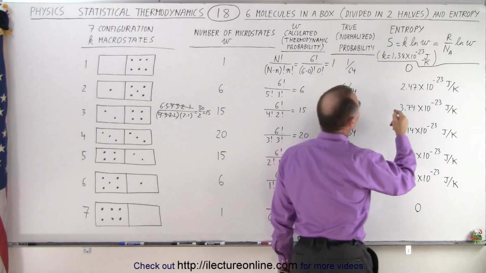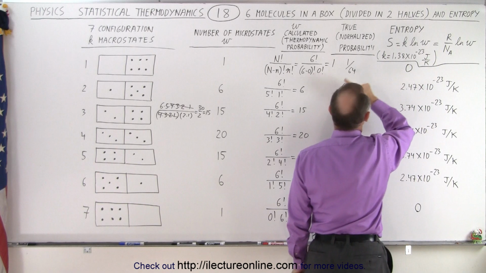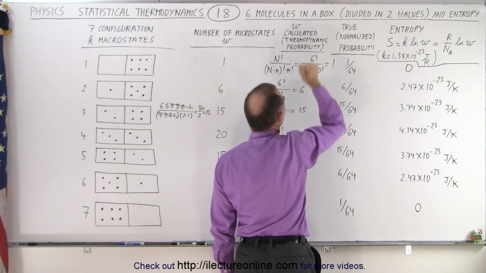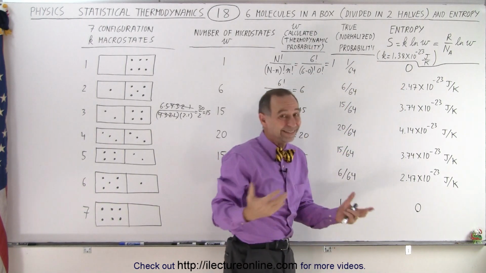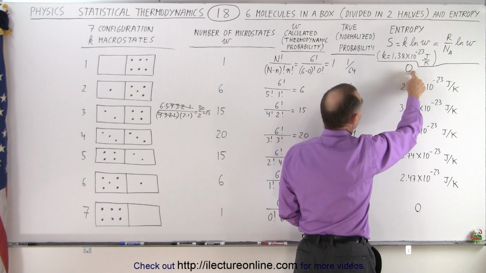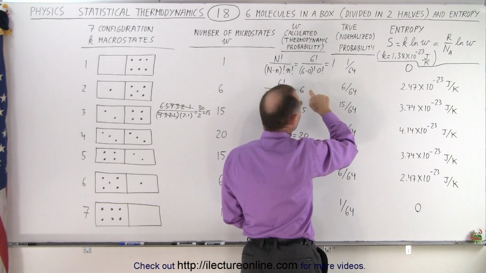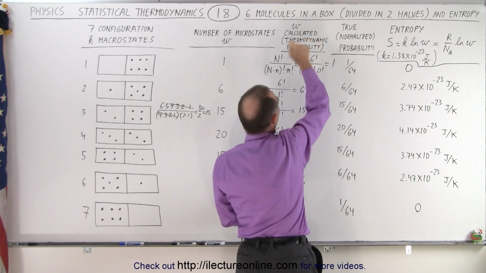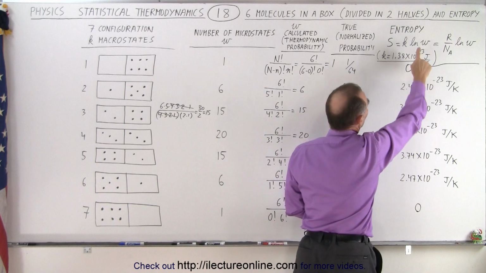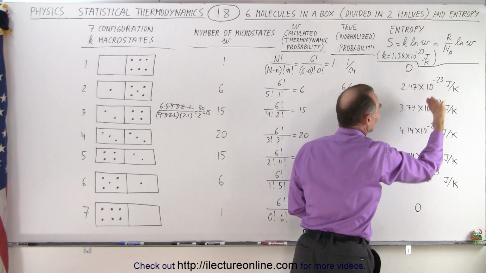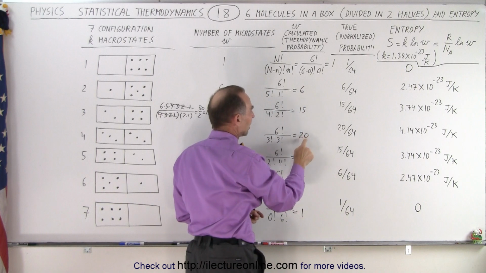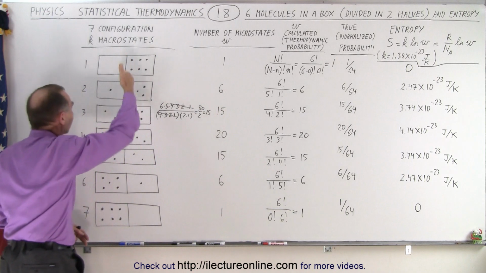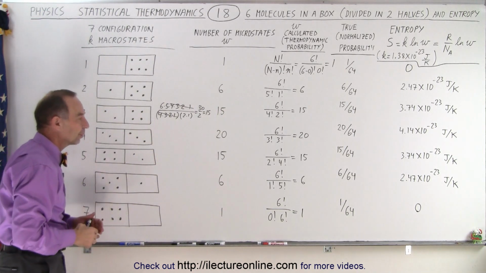How is it done? Let's go ahead and take the natural log of W. Well, if W is equal to 1, W being the calculated or thermodynamic probability, the natural log of 1 is 0, so therefore you get 0 entropy. But if W, I keep calling it omega, if W, the thermodynamic probability, is equal to 6, the natural log of 6 times K will give you this number, and so forth. The natural log of 15 times K, the natural log of 20 times K will give you these values for the entropy of the various configurations or the various macro states, as we call them.